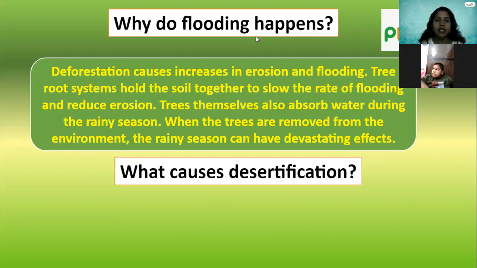Good job. Now there is a game. Are you ready for the game? Yes, ma'am. Now, consequences of deforestation and causes of deforestation. That means, what are the causes of deforestation? See, you have to drag and drop. Which one is the loss of economy? What are the causes of deforestation? That means why we are cutting down the trees.